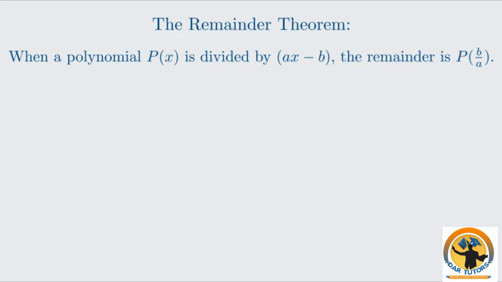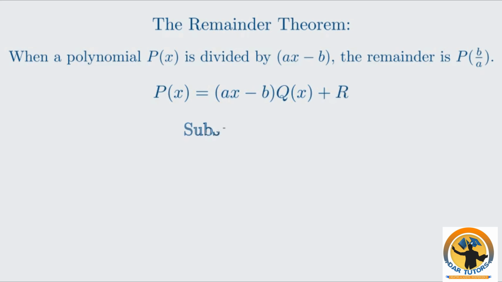Why does this work? Think about the division algorithm. We can write p of x equals the divisor ax minus b times some quotient q of x plus a remainder r. Since we're dividing by a linear term, the remainder must be a constant. So p of x equals ax minus b times q of x plus r.